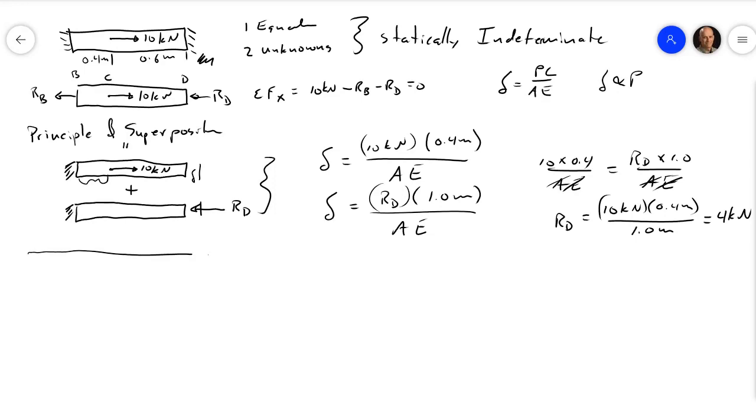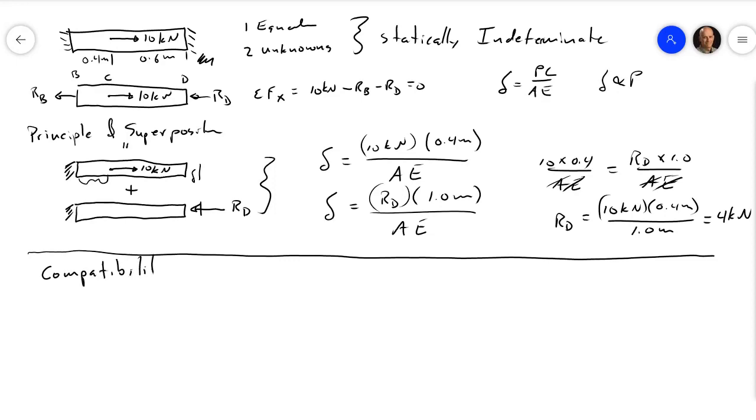And a separate way to handle these is the compatibility equation, which says that if we have that labeled, it means that the deflection in part BC plus the deflection in part CD has to add up to 0.